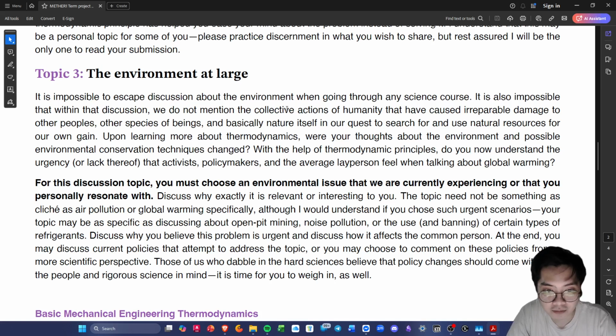Those of us who dabble in the hard sciences believe that policy changes should come with both the people and rigorous science in mind. It's not just policy change because, I don't know. It needs to have some thought backed into it. It is time for you to weigh in as well.